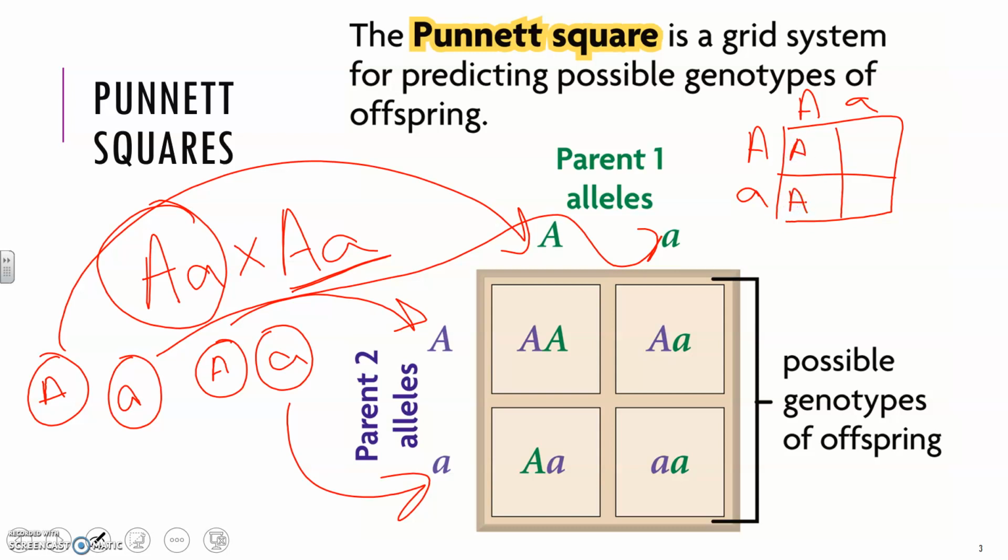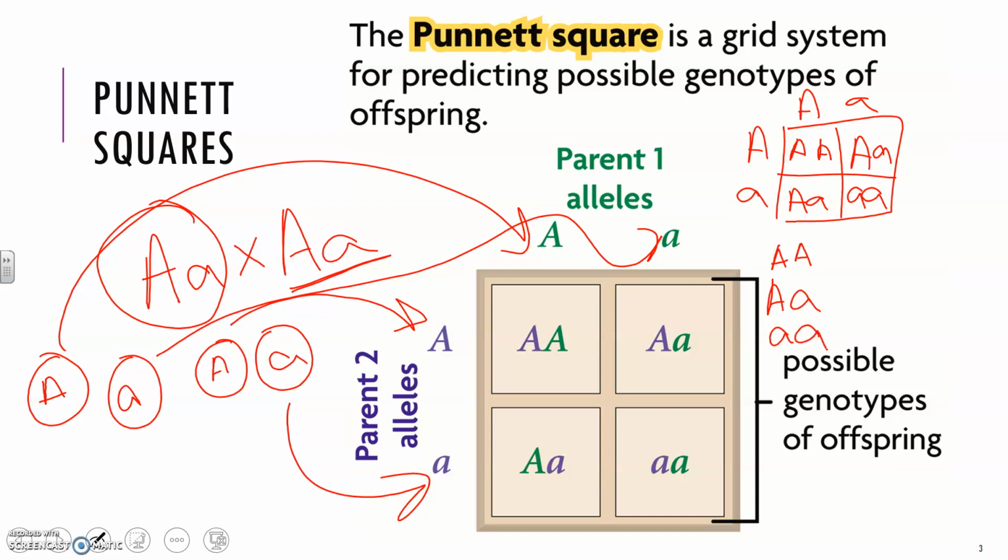So that capital A can be donated to both of these squares. And then we'll go straight across for the first row. And that capital A gets donated to both of those squares. And then you do the same with your recessive alleles. And that's how you basically fill out a Punnett square. Now if we're going to look at the genotypes here, we have three possible genotypes. We have our homozygous dominant, we have our heterozygous, and we have our homozygous recessive.